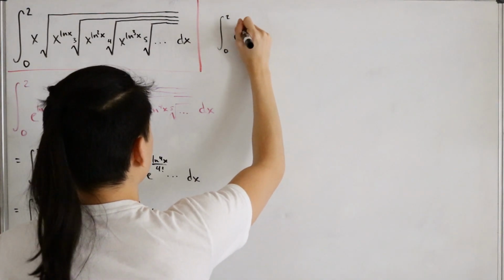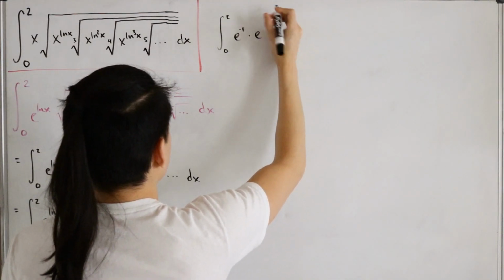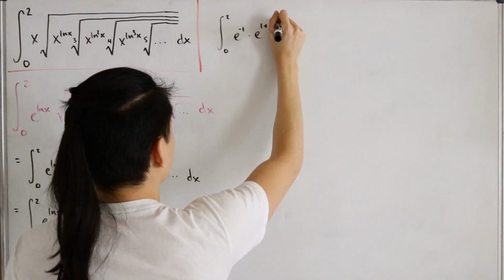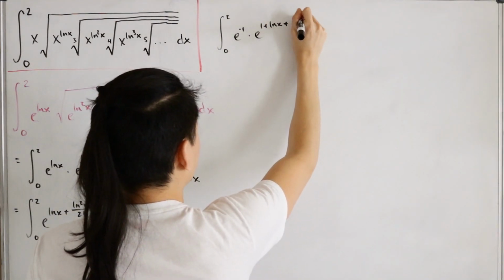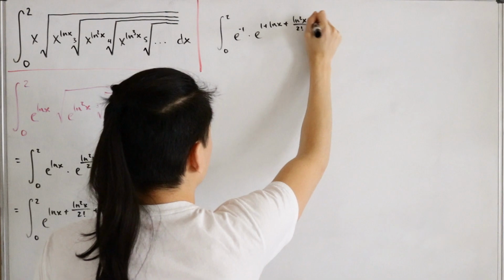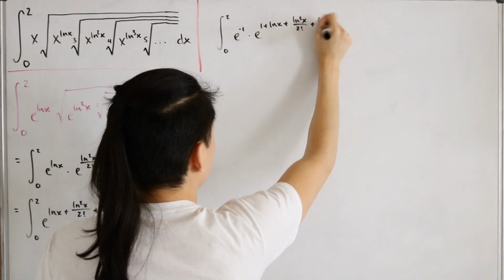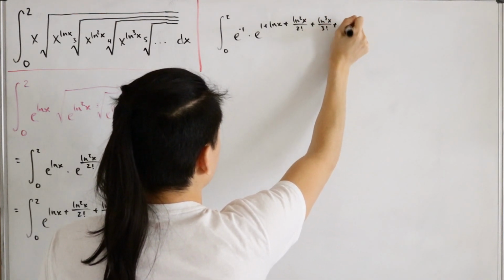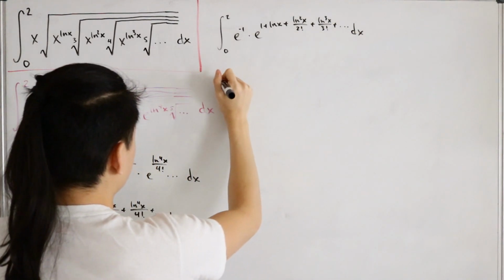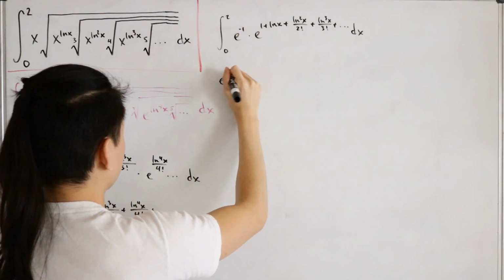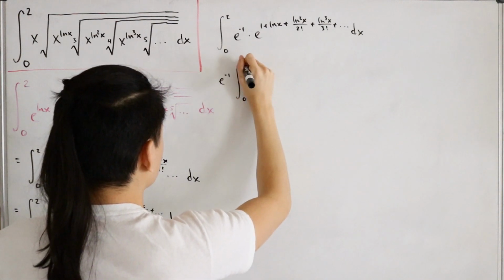So I have e to the -1 and then multiplied by e to the power 1 plus ln of x, and then add this with ln square of x divided by 2 factorial plus ln cube of x divided by 3 factorial, and so on and so forth, then dx. Another thing is that I can factor out the e to the -1 outside. That's just a constant. So 0 to 2.